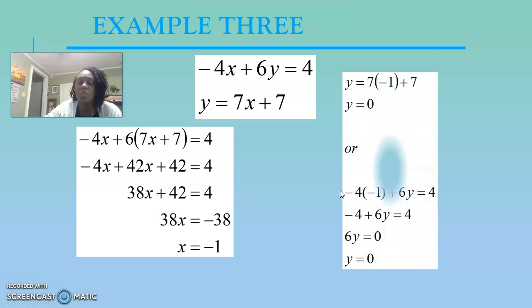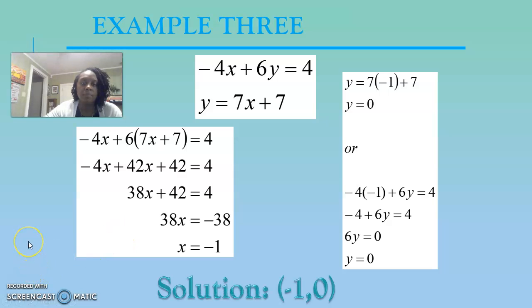If it were asking for the y value or the ordered pair, you need to go ahead and substitute. And there are the steps for plugging into either equation. In this case, the second equation is the simpler one to plug into because it's already solved for y. So our solution is (negative 1, 0).